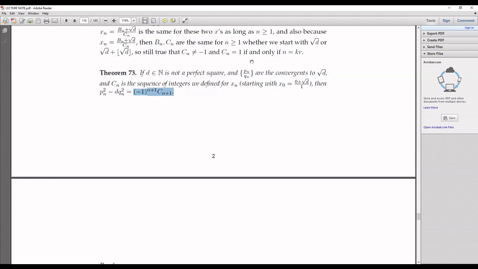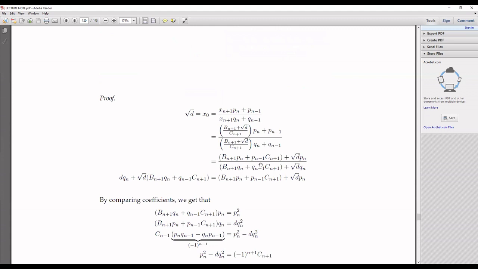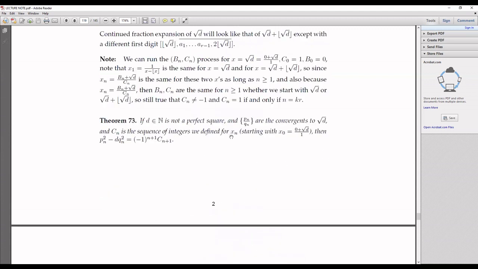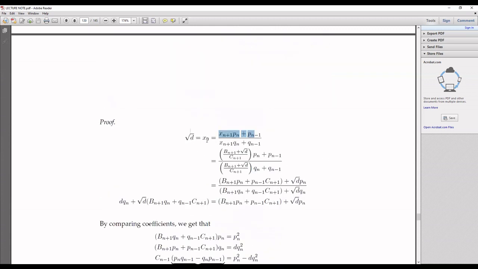This is pretty interesting actually. So let's see how the proof goes. The proof is pretty simple, to be honest. First of all, we can see that root d is x, which is the first value x naught, right? Now, why are they using n plus 1 here? That means they are claiming that x is a naught, a1 up to an, and here they are replacing a n plus 1 by x n plus 1.